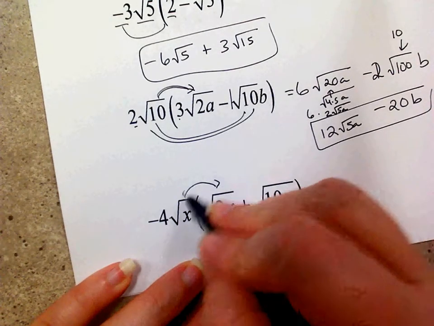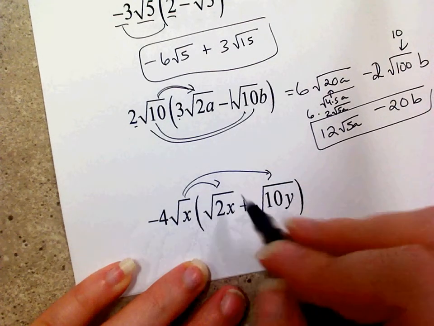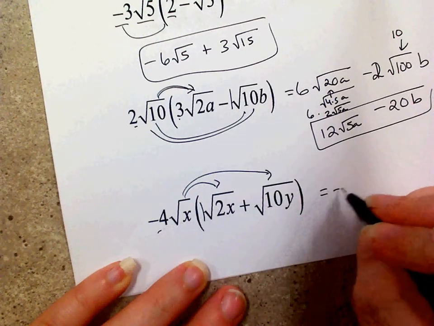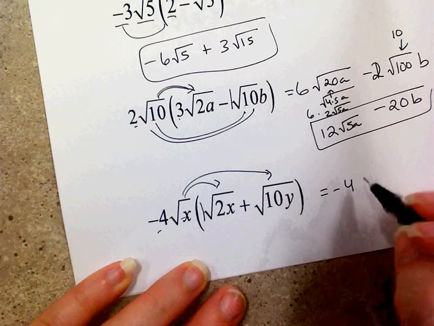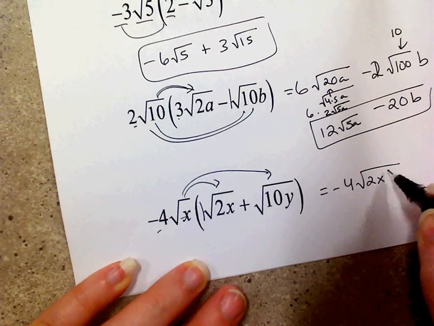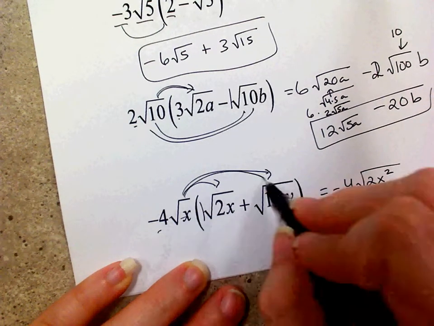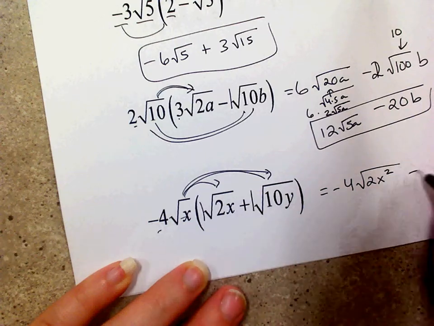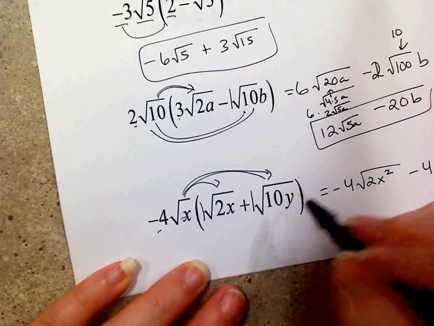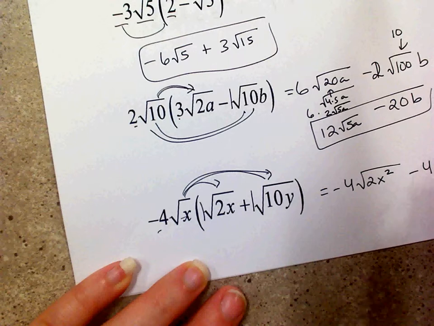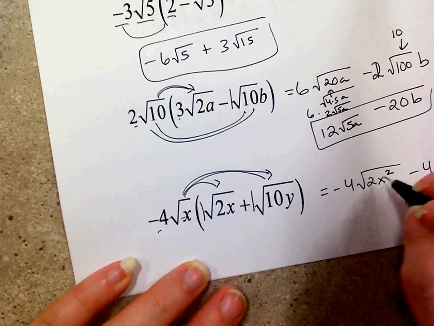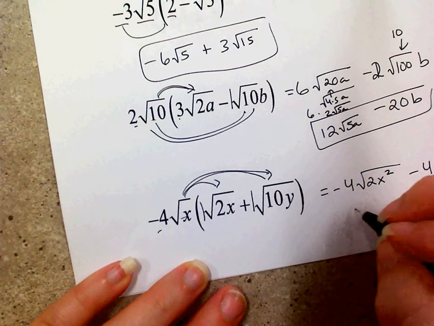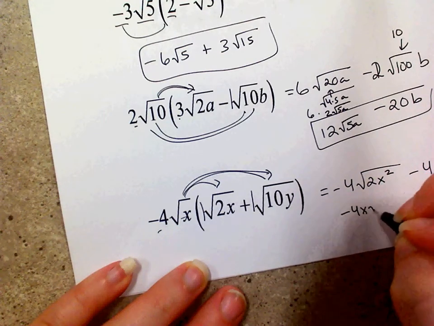Negative 4 times 1 is negative 4. Square root of x times square root of 2x is the square root of 2x squared. Negative 4 times 1 is negative 4. Square root of x times square root of 10y is square root of 10xy. Nothing in there simplifies. 10 doesn't have a perfect square, and x and y have power of 1. But this one right here, the square root of x squared is x, so I've got negative 4x times the square root of 2 minus 4 square roots of 10xy.